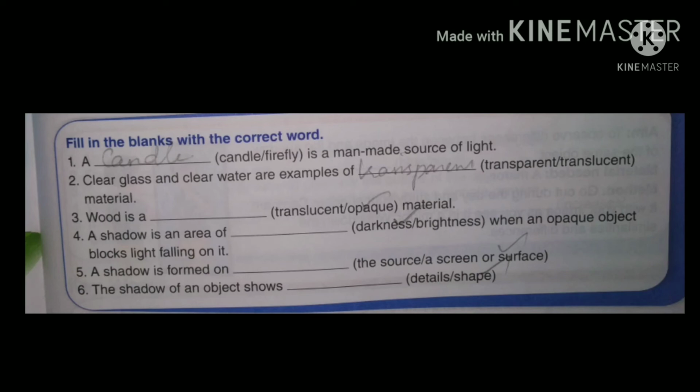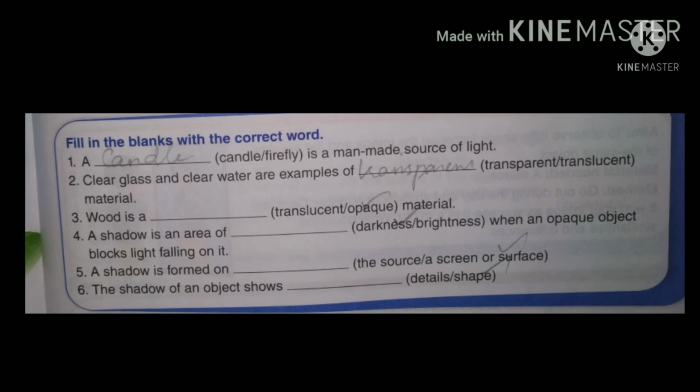Then, what about the fourth one? A shadow is an area of dash when an opaque object blocks the light falling on it. Options are darkness or brightness. A shadow is an area of darkness. Good. A shadow is formed on the source or a screen or surface. Where will the shadow be formed? Yeah, a screen or surface.